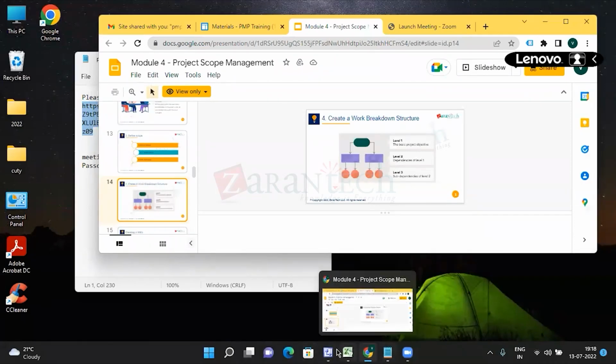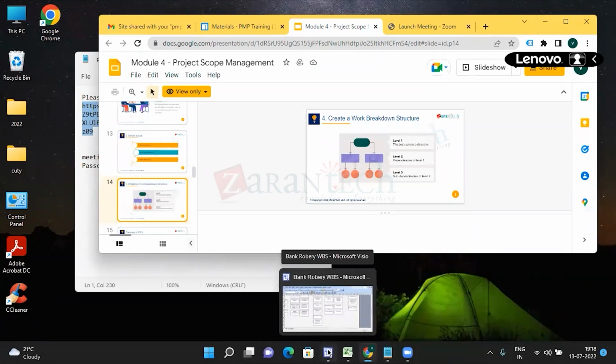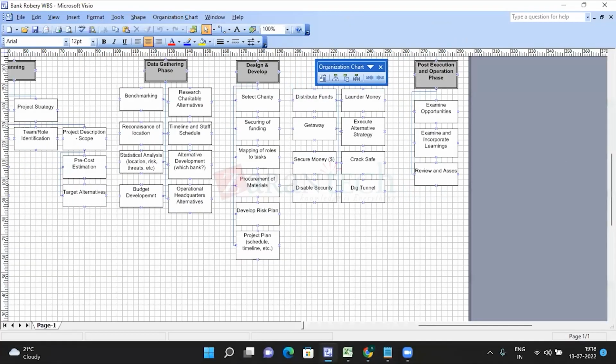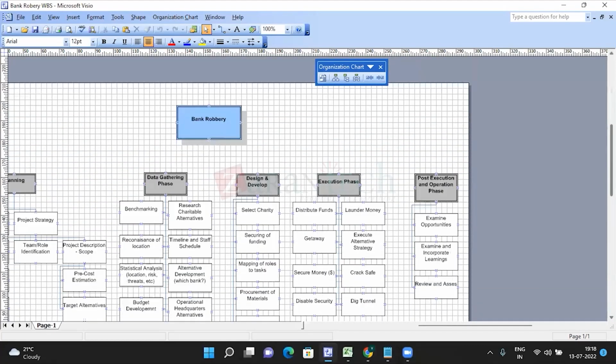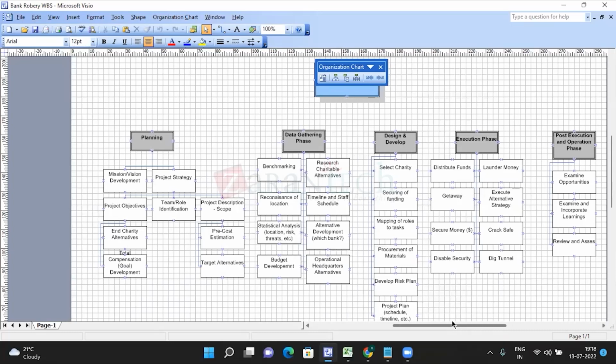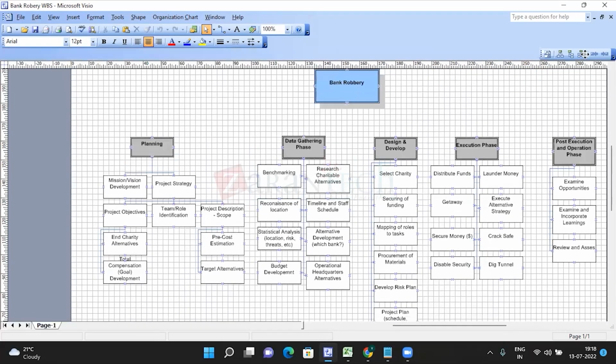Are you able to see the screen? Mm-hmm. Okay, I'll show some example of work breakdown structure. Are you able to see? Yes, I can see. Visual. Yeah, it's a small font, but I can see.